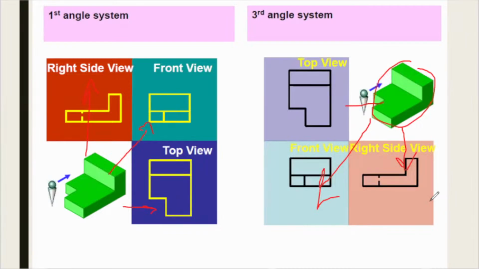Actually in these two you get right side view. And for the side we draw top view.